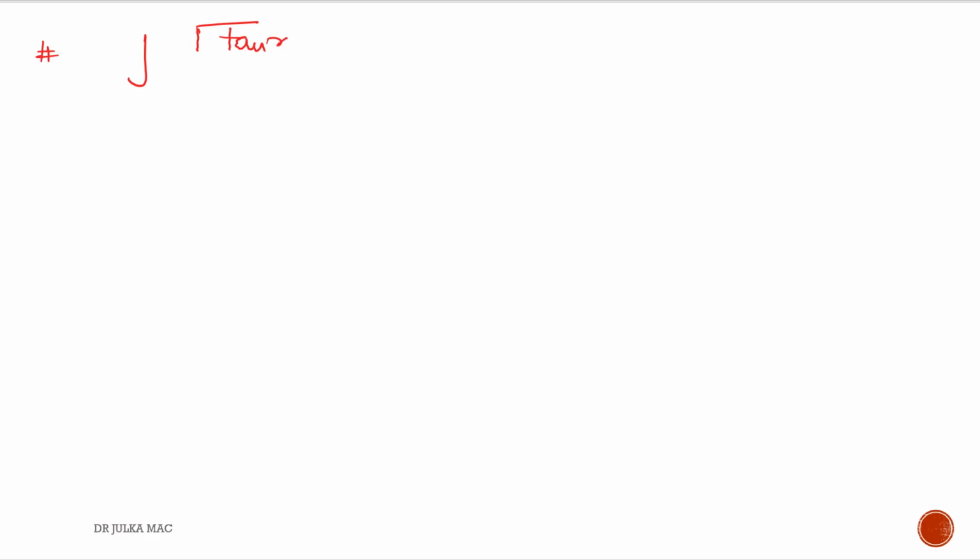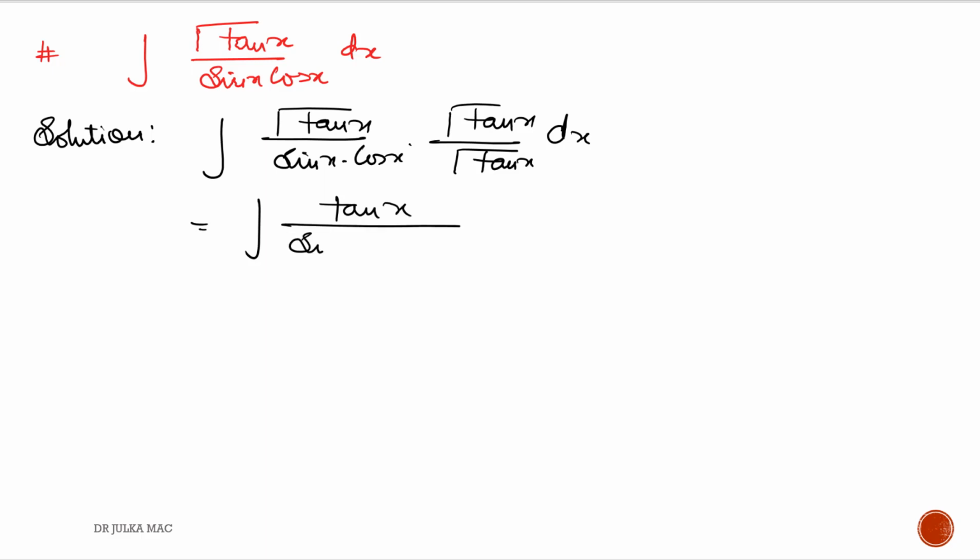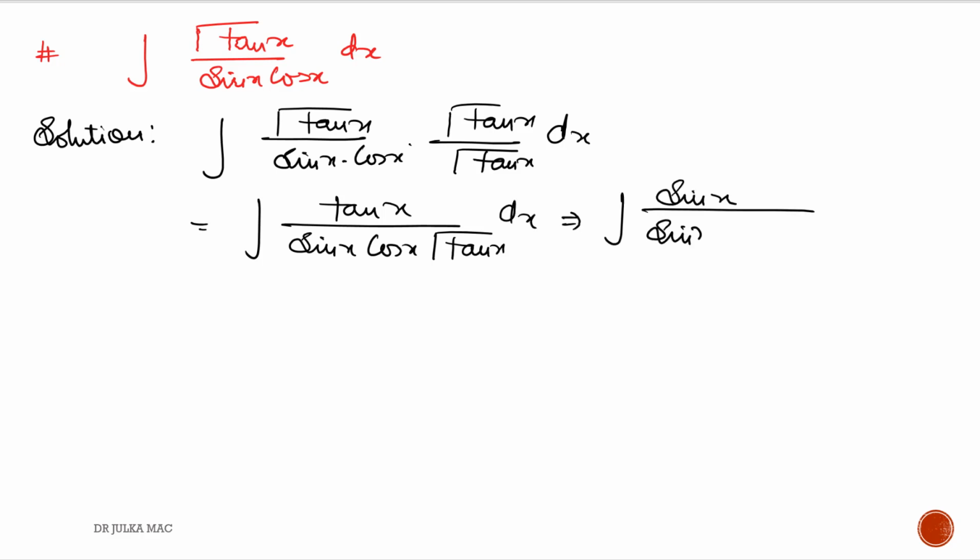Next question. Root tan x dx divided by sin x cos x. Whenever in a question of integration we have a root in the numerator, first rationalize and solve. So multiply numerator and denominator both by root tan x, and we will get tan x divided by sin x cos x into root tan x. In the numerator, we can write tan x as sin x upon cos x. So it is sin x divided by sin x cos square x into root tan x. Sin x is cancelled by sin x. 1 upon cos square x is sec square x divided by root tan x.